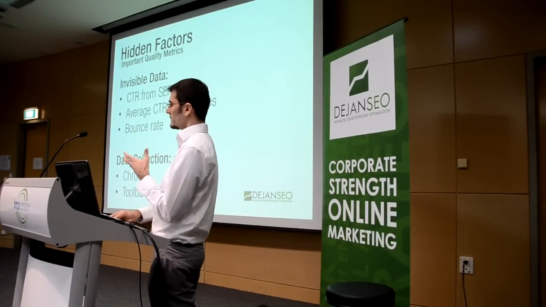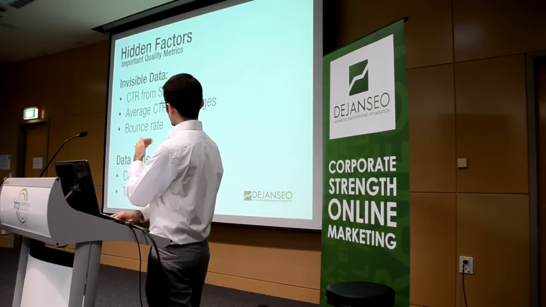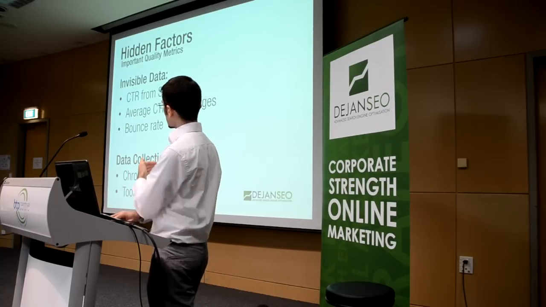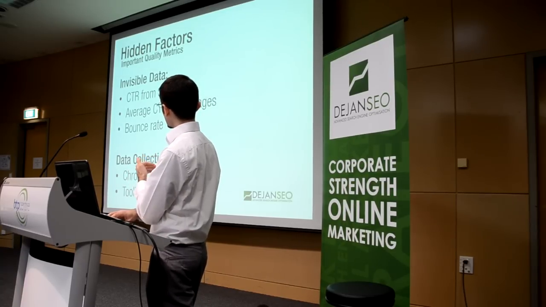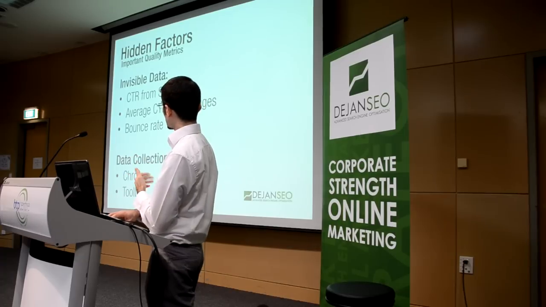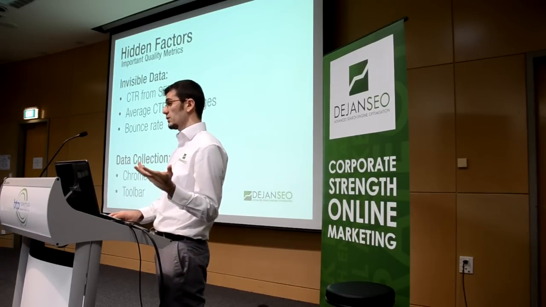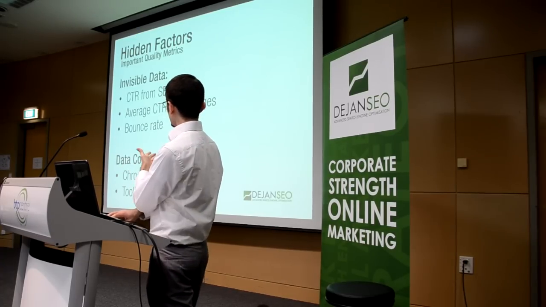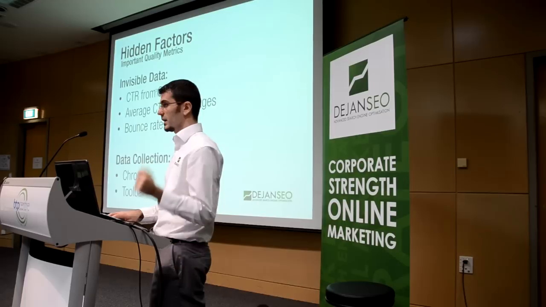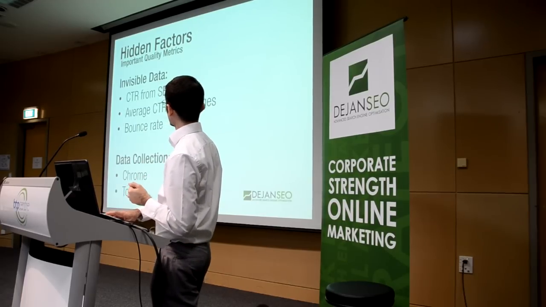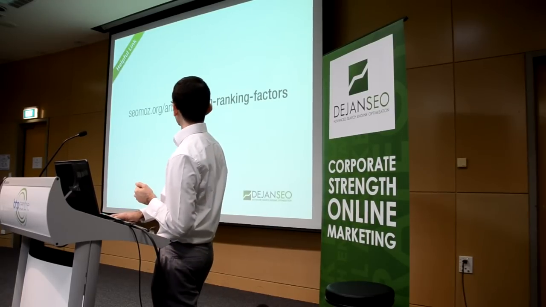So here are some hidden factors that Google may or may not be using, but we've got things like click-through rates from search results, average click-throughs for pages, bounce rates, and they collect a lot of data that we send them. They use Chrome and Toolbar and various other devices to determine how to model their algorithm.